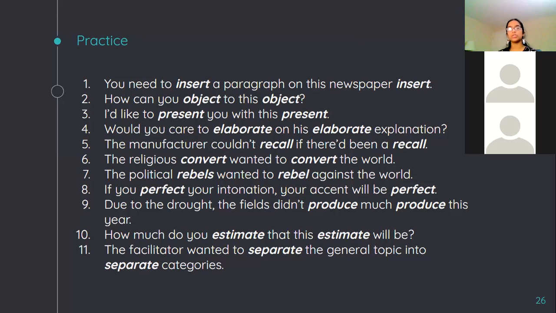Since like I told you, if a word ends in the word ate and it's a verb, you have to say the e. But if it's a noun, you don't pronounce the e. So you would say this as: the facilitator wanted to separate the general topics into separate categories. Separate, separate. Okay?